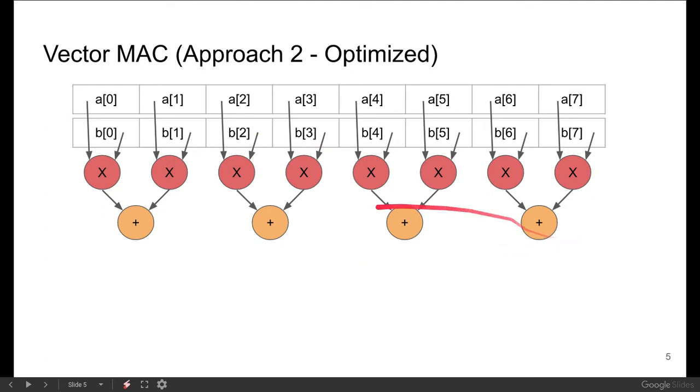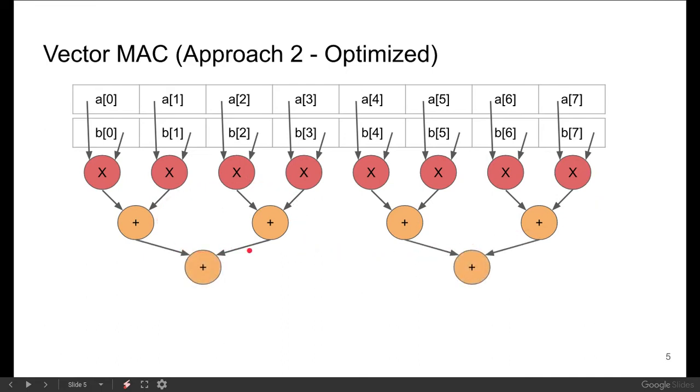Now, why are we able to do this in parallel? Well, because this adder only depends on the values of these two multipliers, this one depends on only these two multipliers, and so on and so forth. As a result, I can consume the values of all these multipliers in the next cycle.